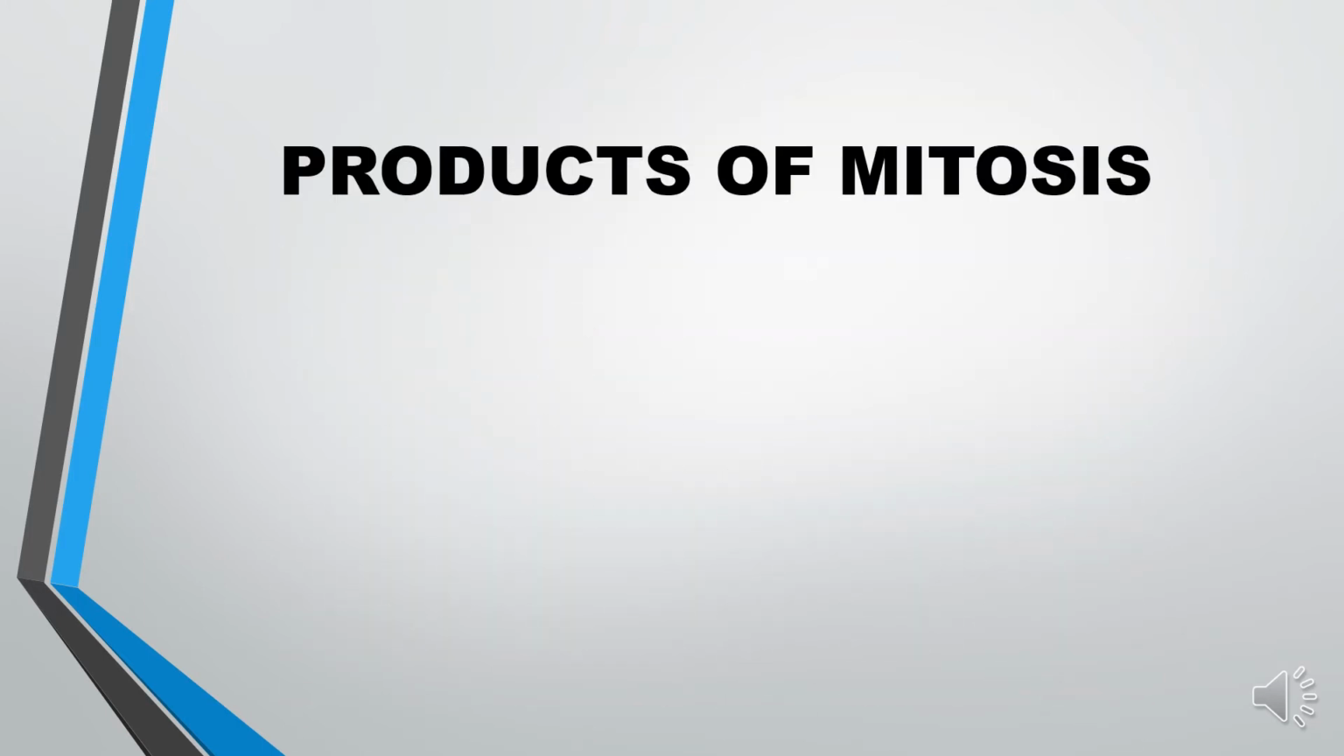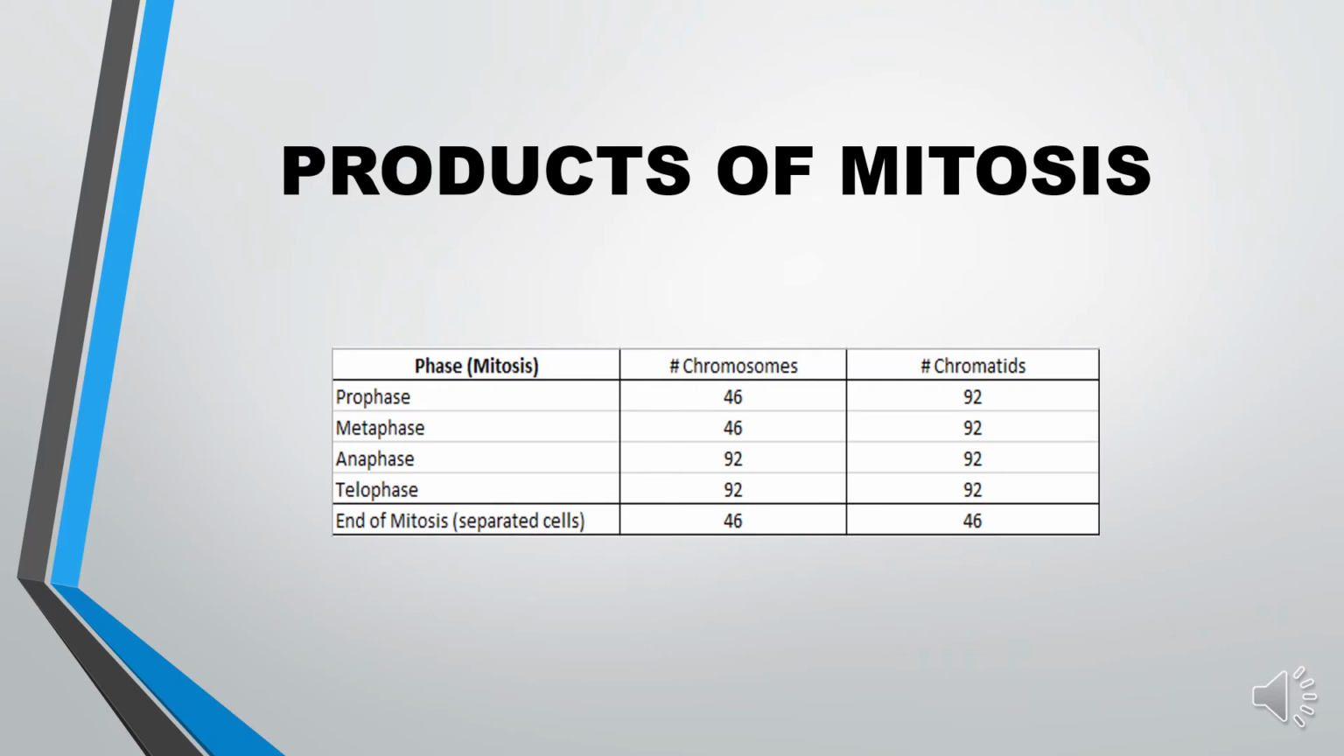So the products of mitosis, once again: at the end of the process of mitosis, we are expecting two identical daughter cells. Also, we have this table about the distribution of chromosomes. During prophase, we have 46 chromosomes, but the chromatids are in double number, which is 92. Metaphase, 46, and the chromatids 92 again.